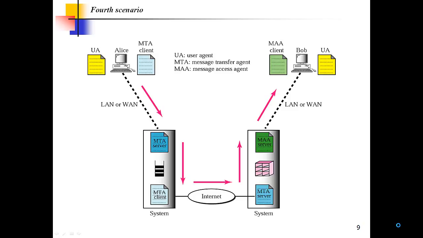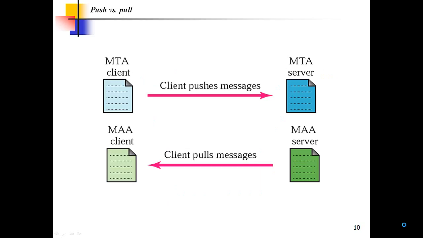An MTA server gets it. Something known as an MAA, or Message Access Agent, transfers the email to an MAA client mechanism, which then gives Bob the email. So there is this idea of push and pull. At the source end, the MTA client pushes messages to the LAN or WAN MTA server.